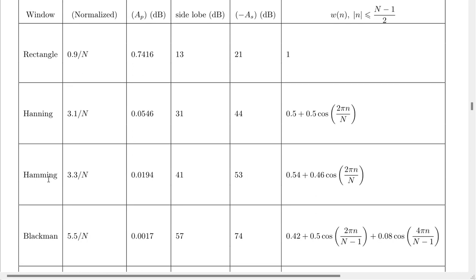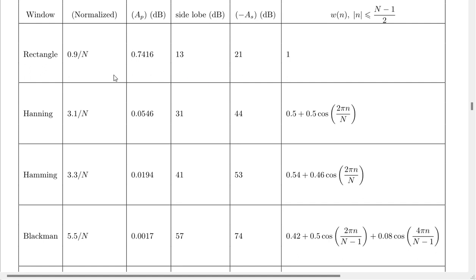Of course, Hamming will give 53 dB attenuation. Maybe you should be tempted. 53 is better than 44. But remember, we had been asked to have 40 dB. So you are not permitted to use such a window. And forget about 74. Why?